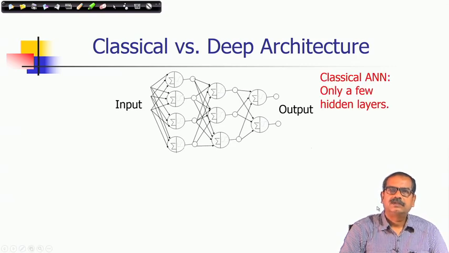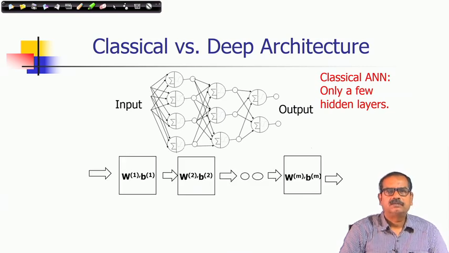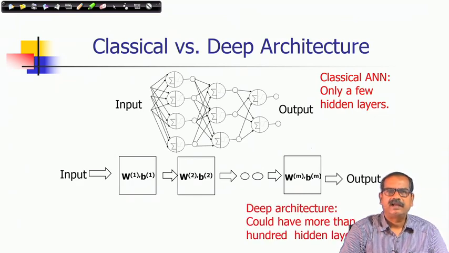Now, so far for classical artificial neural networks, we had only a few hidden layers. That is what we are used to, maximum 3 layers in many of the applications, but 1 or 2 layers are more common. Whereas for deep neural architecture, you have a larger number of layers. You can have more than 100 hidden layers, and that is one of the major differences.